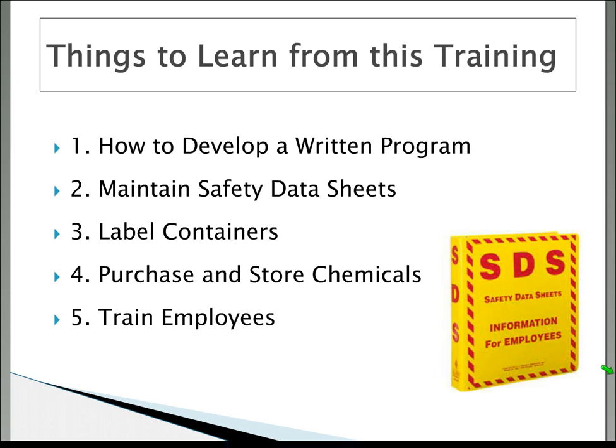what good labeling looks like. We're going to review some tips on purchasing and storing chemicals, and then we'll talk about training employees and what the regulations require. You'll notice on this little picture, you may be sharp enough to see that the binder book says safety data sheets.